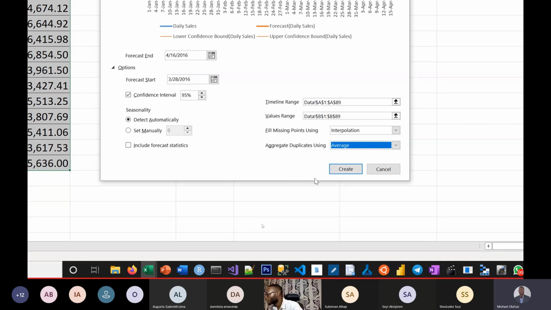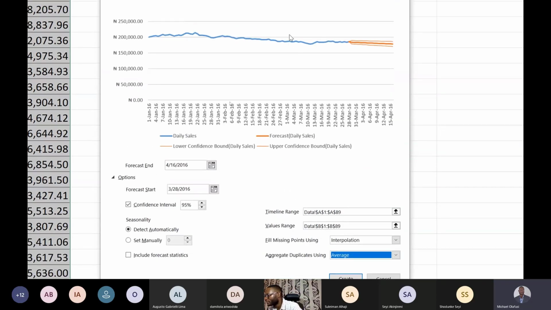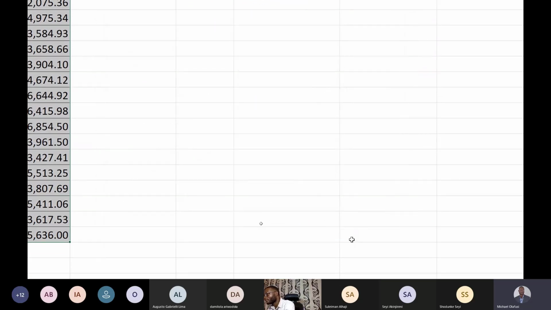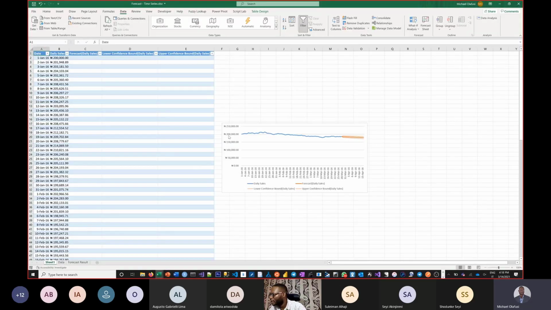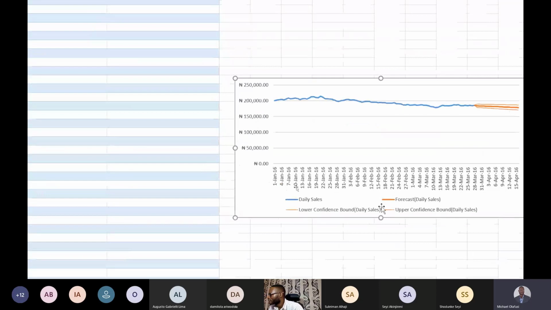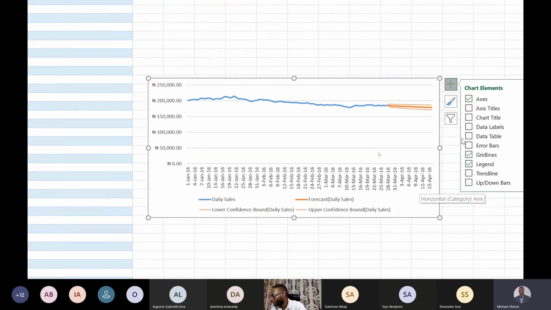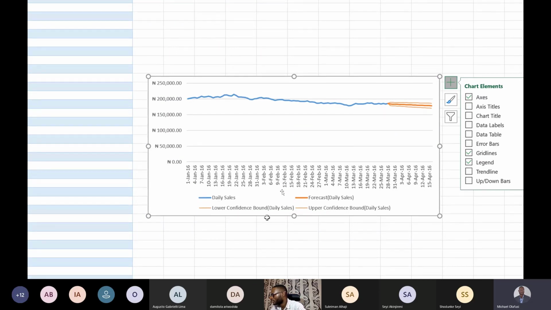So I'm going to go a bit faster. I'm okay with setting all of these, and I will do create. The moment I do create, you will see it will do a graph for me. Let me zoom in on the graph. It has done a graph that's showing me what my sales is going to be like for the next couple of periods. And it's also drawn for me the upper and lower bound. These are like the confidence intervals.